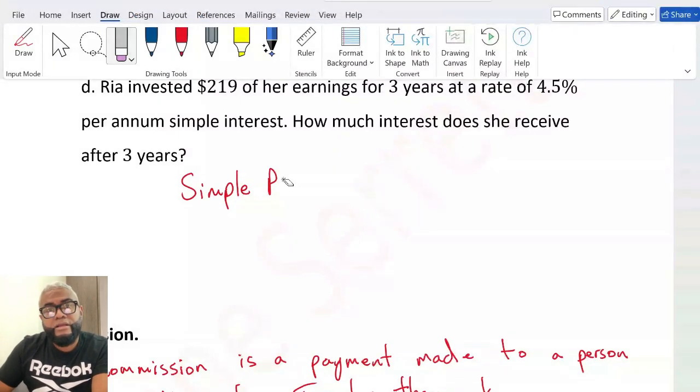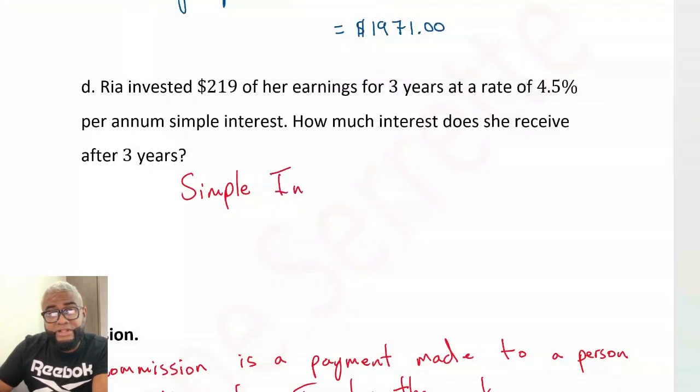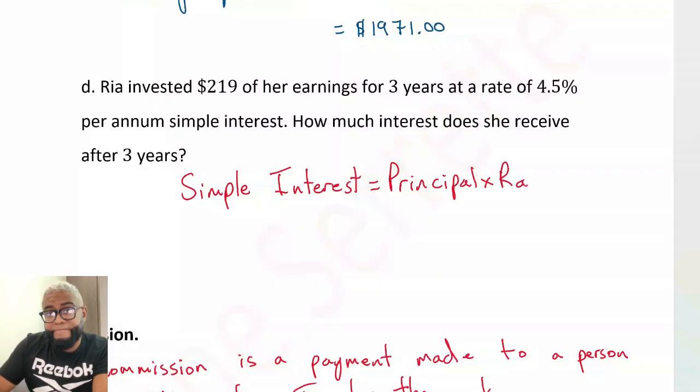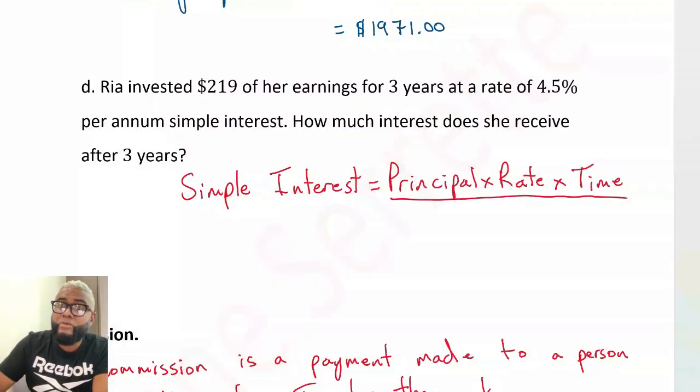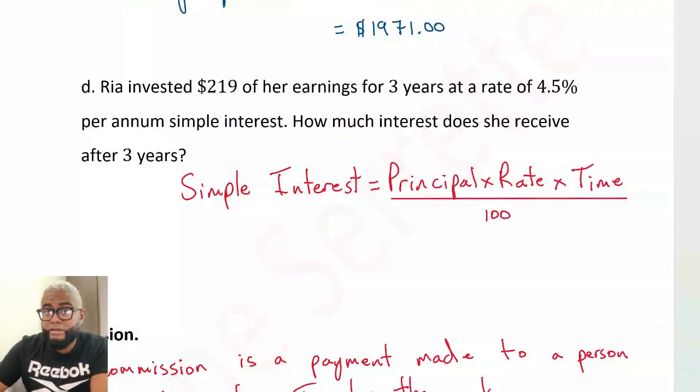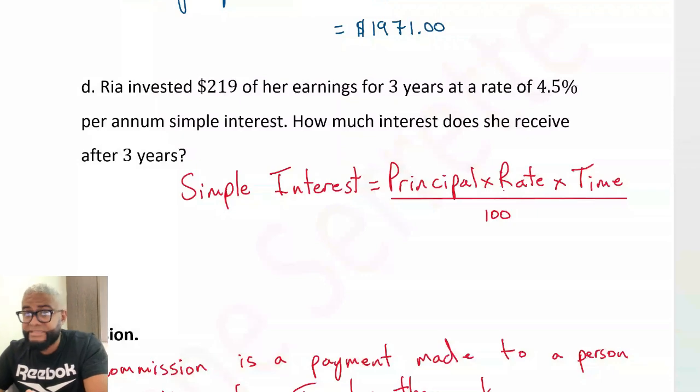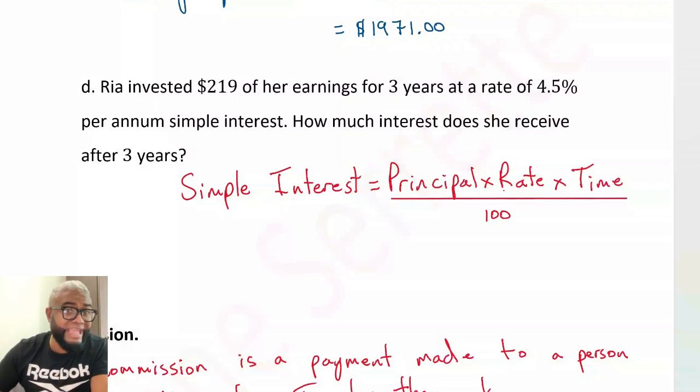Principal by rate by time over 100. Simple interest would be equal to principal by rate by time all over 100. Remind me, principal is how much you invest or borrow. Your rate would be your percent. Time is always in years.